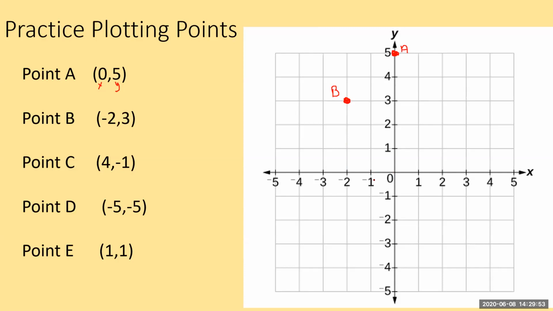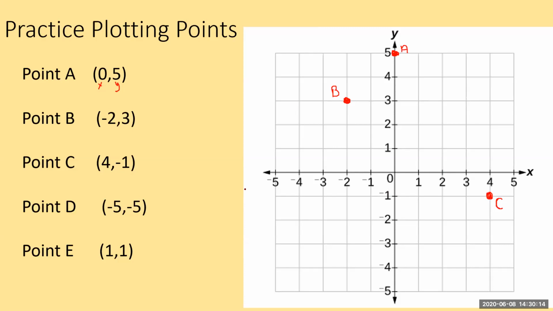And point C is at 4, -1. So I'm going to go over to 4 on the x-axis, and then I'm going to go down to -1 on the y-axis. The point C will be right here. And I'll put the label there so we know what it is.